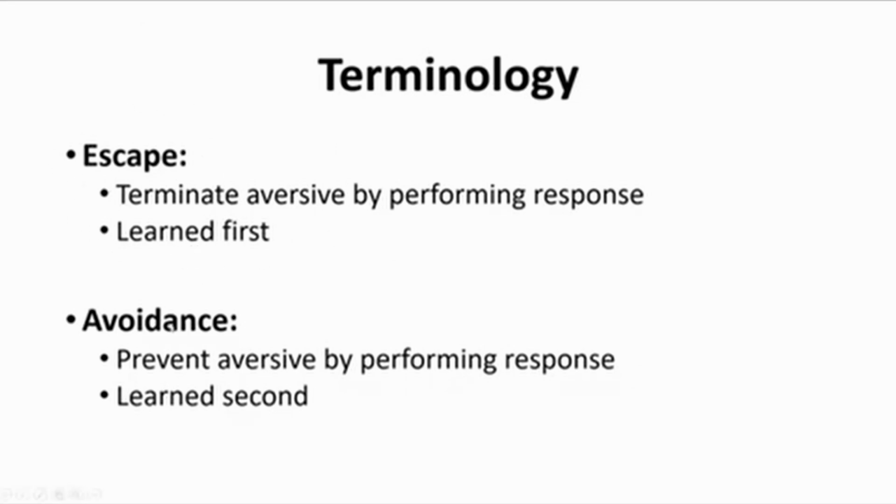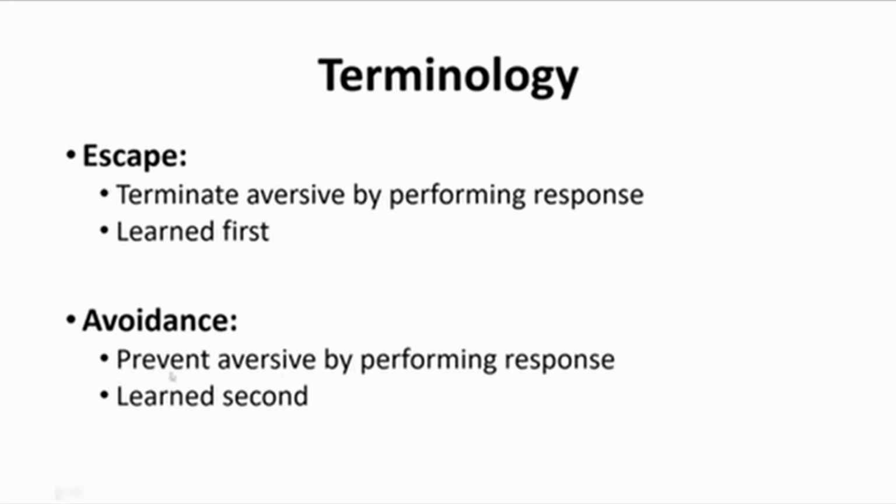Our second step is avoidance. This is when you can actually prevent that aversive stimulus from happening by performing a response in advance. This is learned second, because you have to learn the escape part of it first, and then you can learn that something is telling you of the upcoming delivery of something aversive, so that you can do a behavior in advance to avoid it happening.